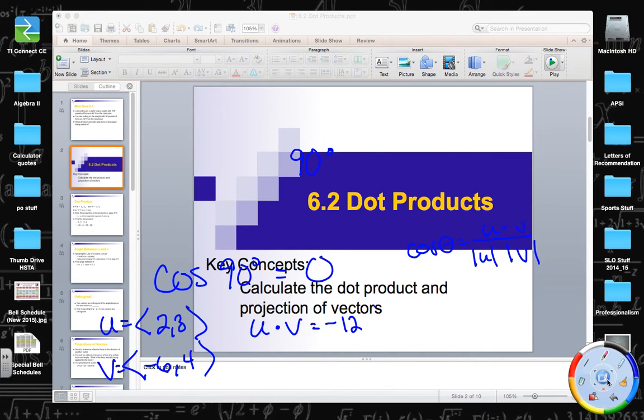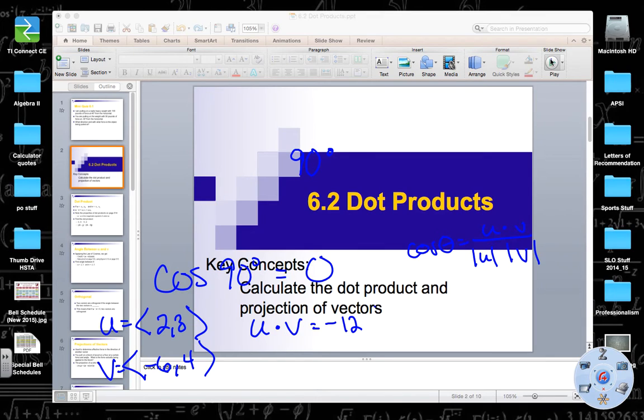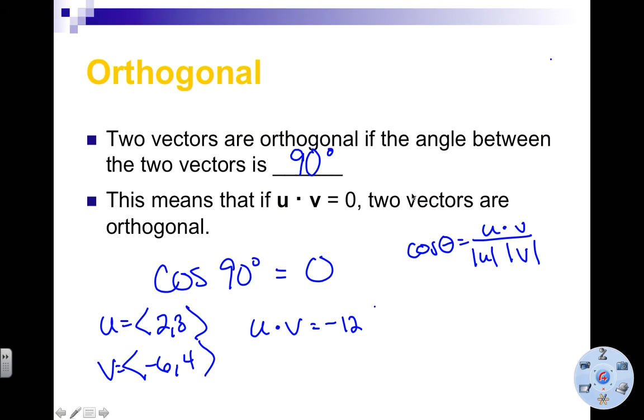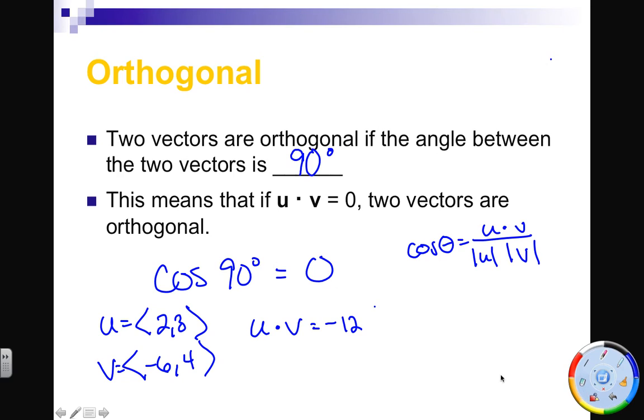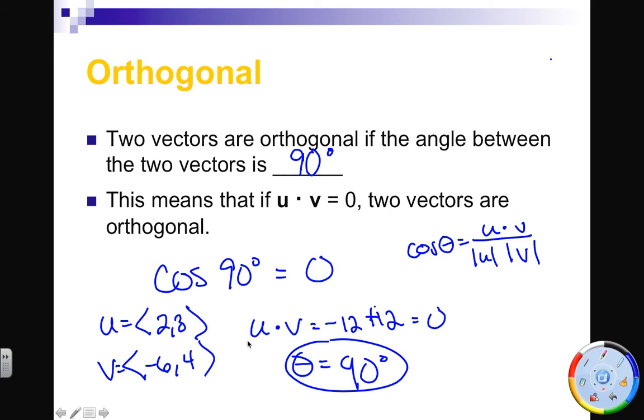What happened here? 2 times -6 is -12. Sorry about that. Don't know what happened. And plus 3 times 4, which is 12. Well, that does equal 0, and therefore theta is 90 degrees. Very simple. That means they are orthogonal. The two vectors meet at a 90-degree angle.